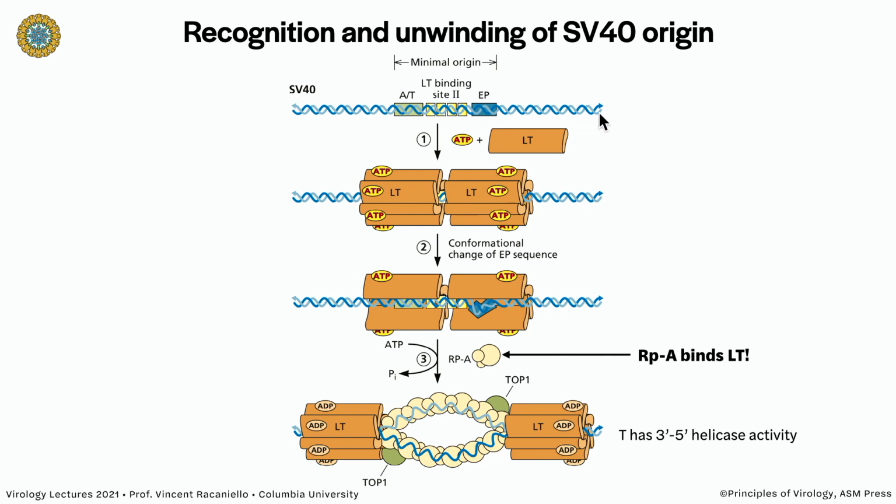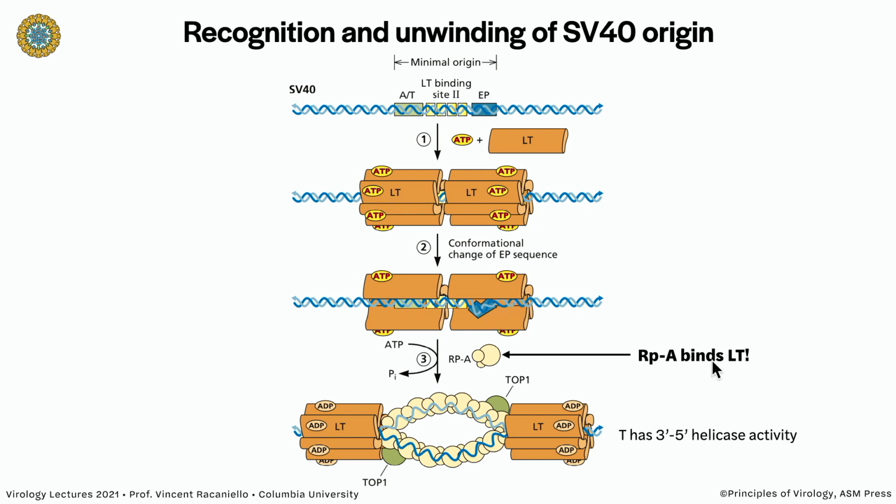And so here is the viral DNA on the top, just part of it. Here's the minimal origin with the palindrome and the AT-rich sequence, the large T binding site. And we have large T proteins. These are these rectangular wedges here. 12 of them bind around the origin, 6 on each side. That induces a conformational change in the DNA to help denature it. So T antigen is a helicase. It can unwind DNA. So it begins to unwind the origin. And that's an energy-dependent reaction, as you can see here.